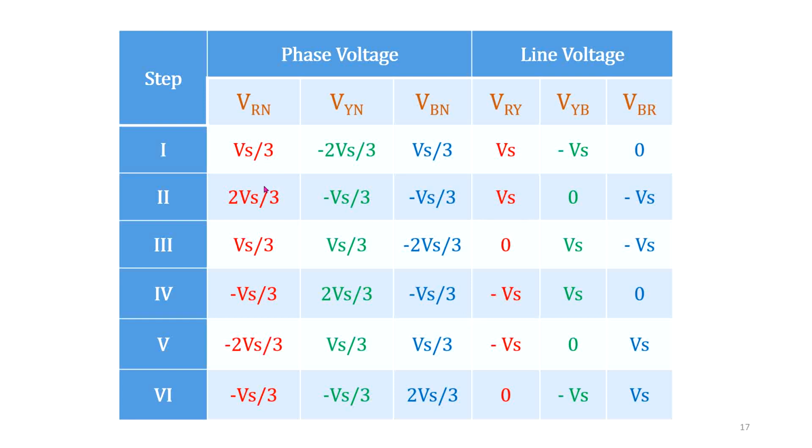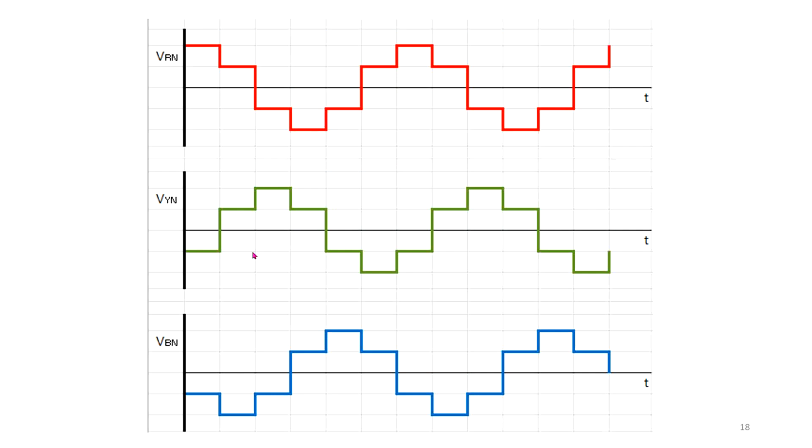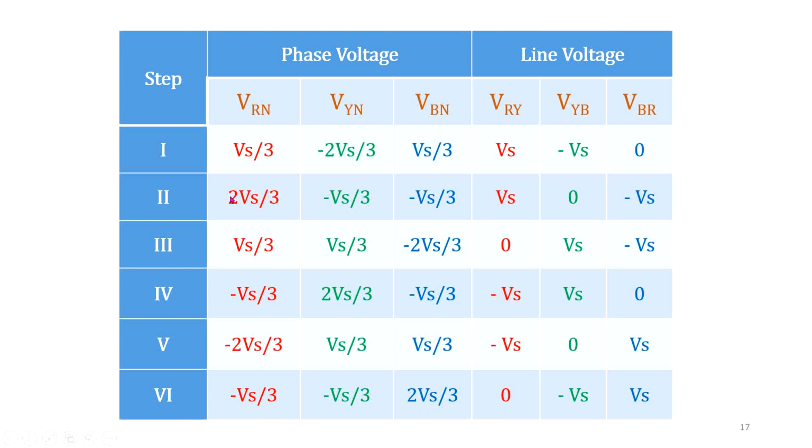Okay. Then it is 2 Vs by 3, and then again Vs by 3. Let's see how it is going to be plotted. This is Vs by 3. Sorry, let's go back and see how it is going to be plotted.